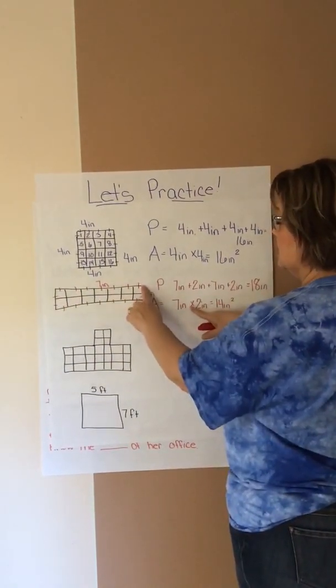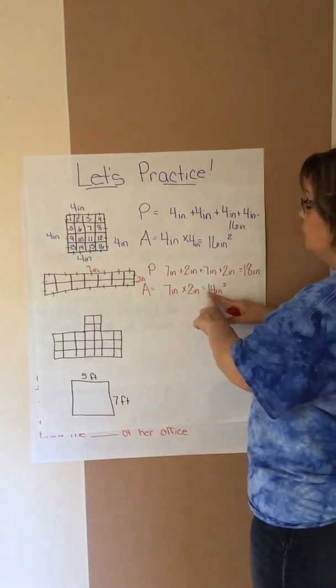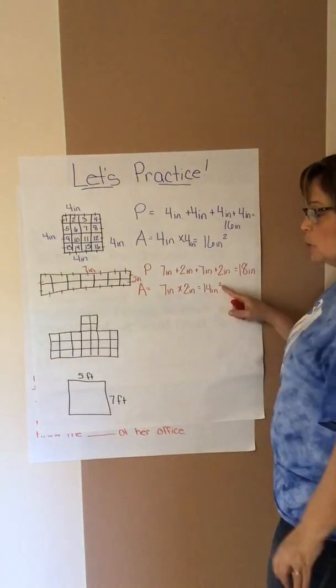7 inches times 2 inches. 7 times 2, boys and girls, is 14. So 14 inches squared.